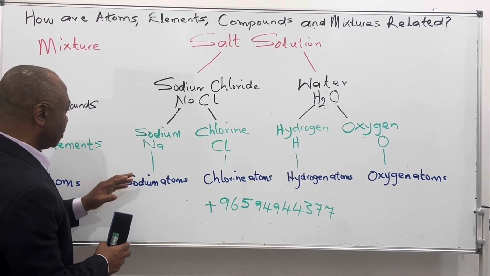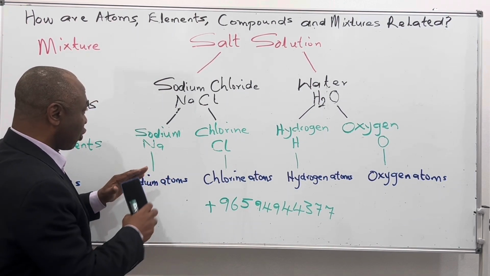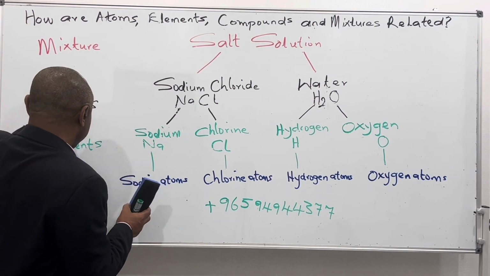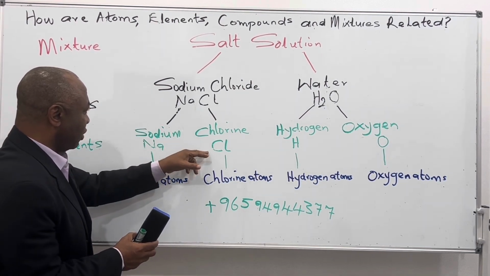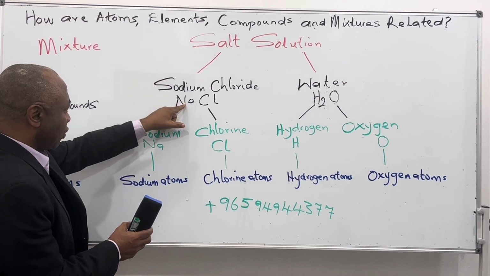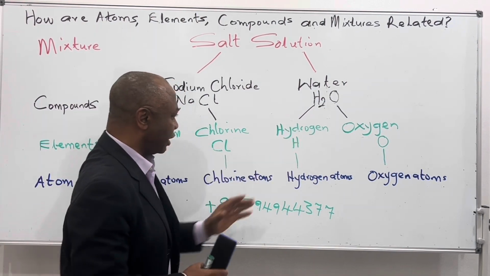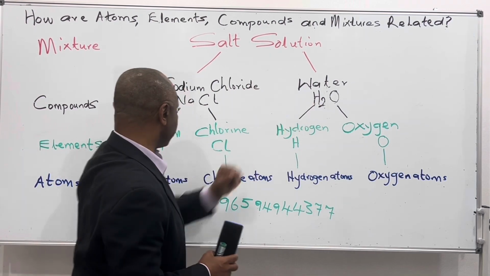And when you have two or more elements that are combined through a chemical process, a compound is formed. So two elements, sodium and chlorine, when they combine through a chemical process, a compound, sodium chloride, is formed. Hydrogen and oxygen, when they combine through a chemical process, water is formed.